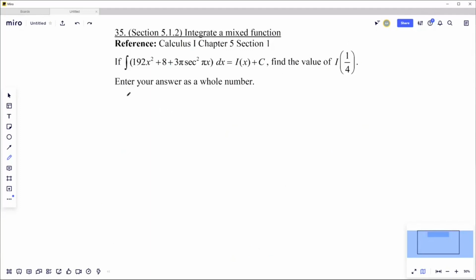For number 35, again you split the integrals, so you get the integral of 109 2x squared dx plus the integral of 8 dx plus the integral of 3 pi secant squared pi x dx.